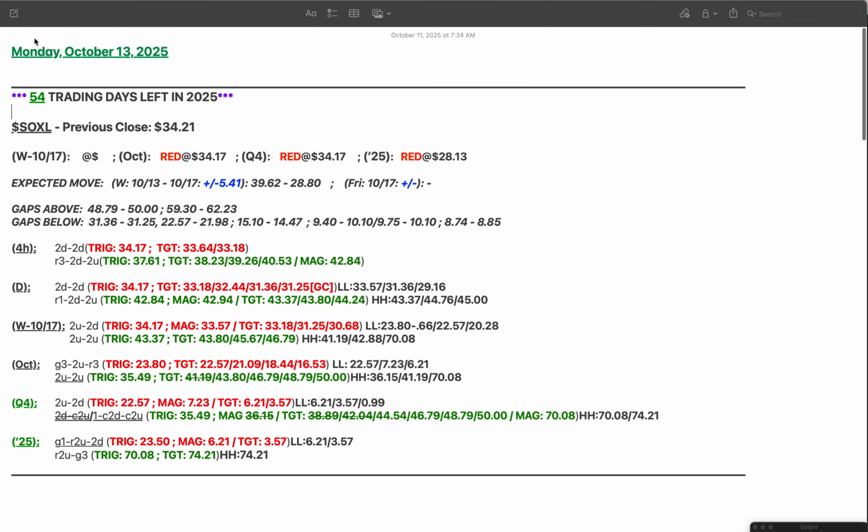All right, so let's flip over to our notes real quick. And we can see for Monday, October 13th, the week of 10/17, we do have this expected move here, right? So the $5.41 move with a close of 34.21, add 5.41 to that, that's 39.62. Subtract 5.41 from that, and you got 28.80. So we've got an expected range of price for SOXL next week between 39.62 and 28.80.